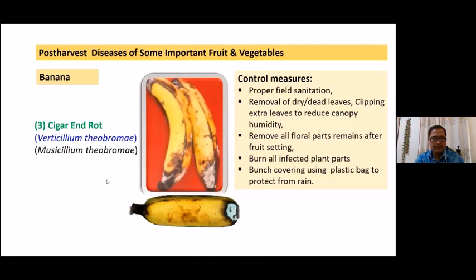Another disease is cigar end rot. This is another critical disease, and different fungi can cause it, and this disease also causes huge loss in storage. It can be controlled by proper sanitation, removal of dead or extra leaves from the plant, and reducing the canopy humidity. That means we need to clip the extra leaves from the plants. That will help light enter and reduce the humidity, and that will help protect the crops from this disease. Also, removal of all flower parts from the fruit during fruit setting, burning the infected plant parts first from the field, and bunch covering, finally using a plastic bag to protect from rain. That will help protect the fruit from cigar end rot.